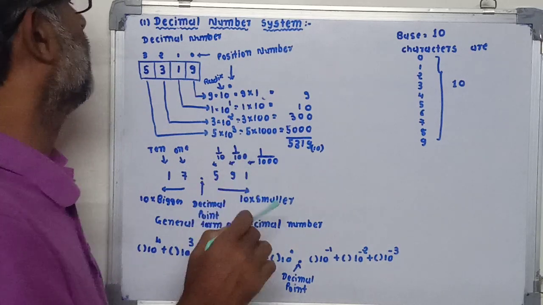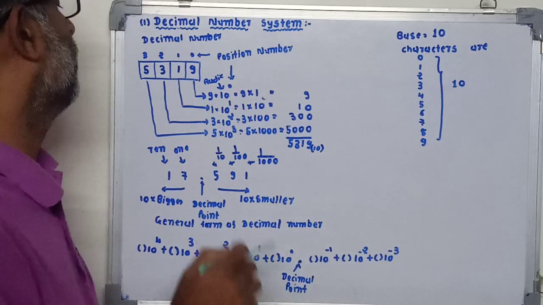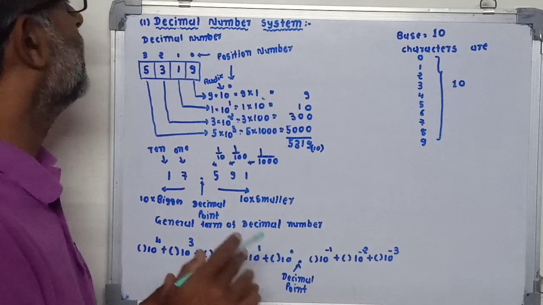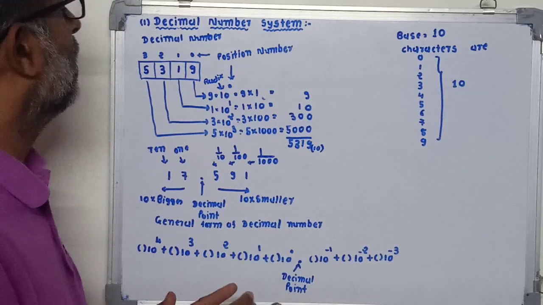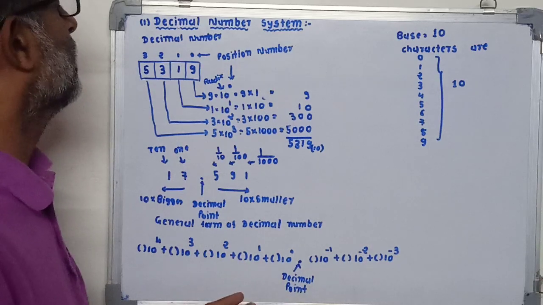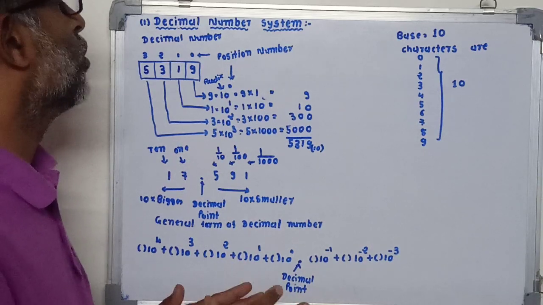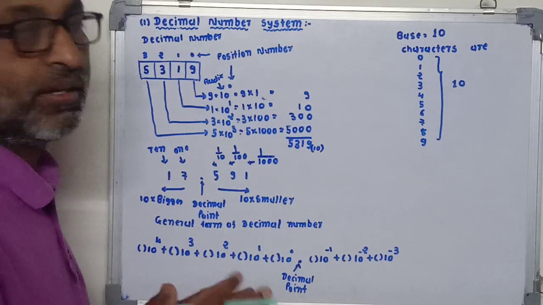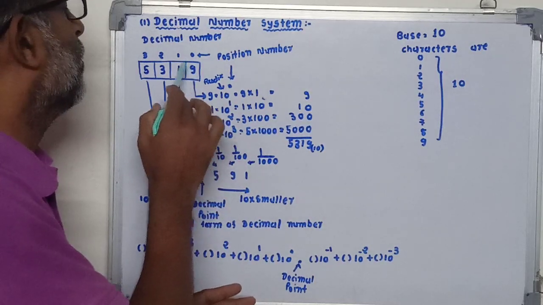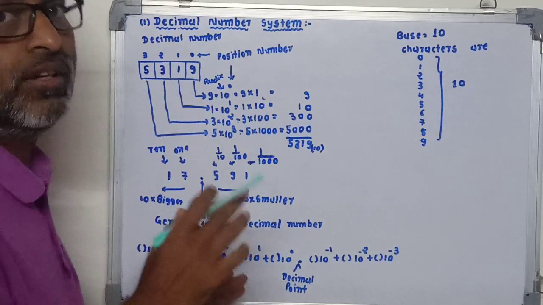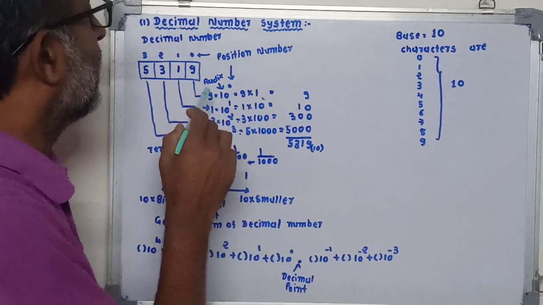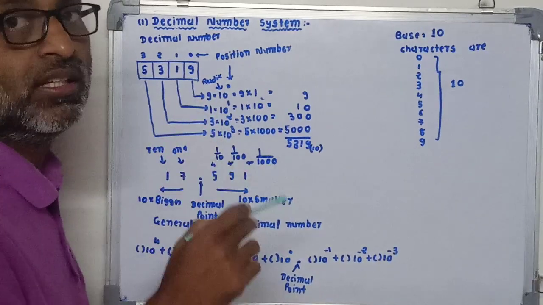Now let me show one example. If we have one decimal number 5319, that means this number has 4 characters, and each of the characters or digits has its own weightage. Do you understand? It has 4 digits, positions 0, 1, 2, 3. Numbers are 3 but digits are 4.